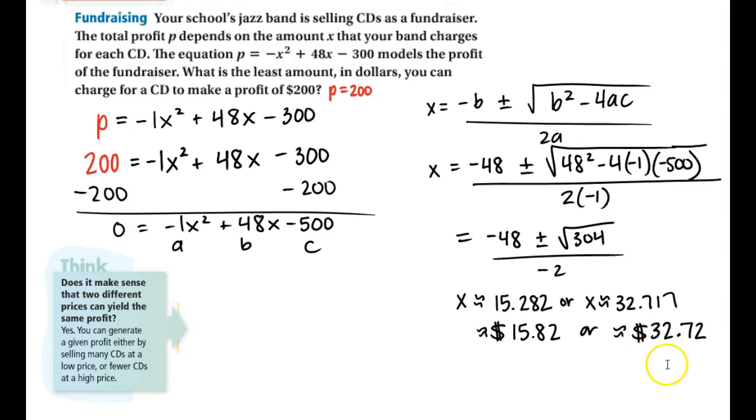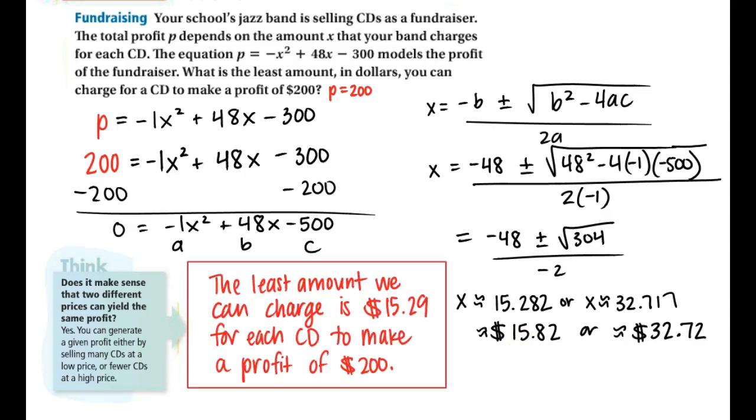or fewer CDs at a higher price, which would be the $32.72. So the question asked in the beginning, what is the least amount in dollars you can charge for a CD to make a profit of $200? So out of the two possible solutions, the lower amount is $15.82. So that is our answer for this problem.